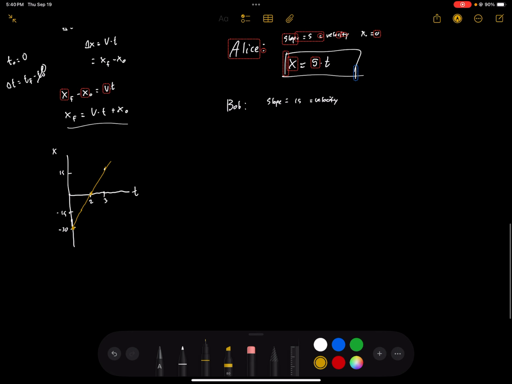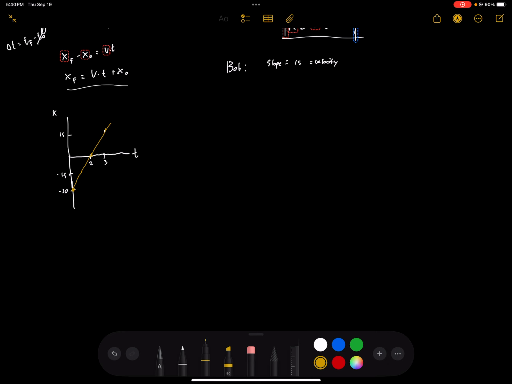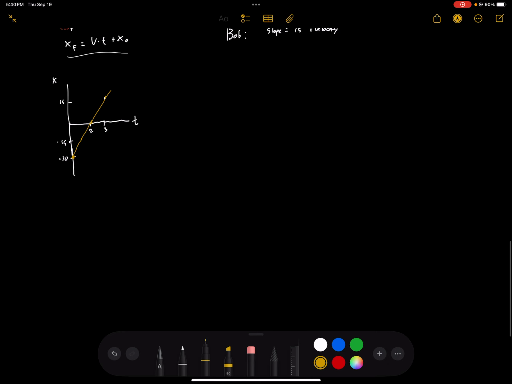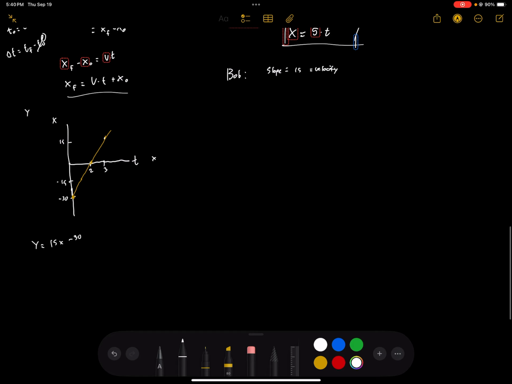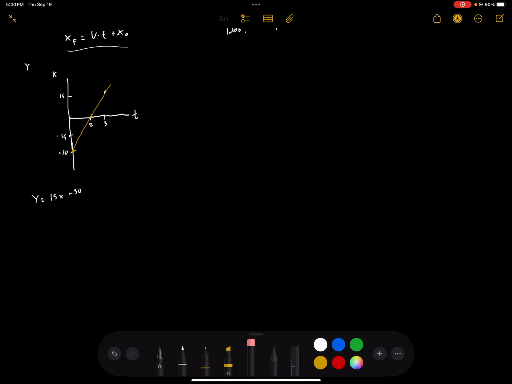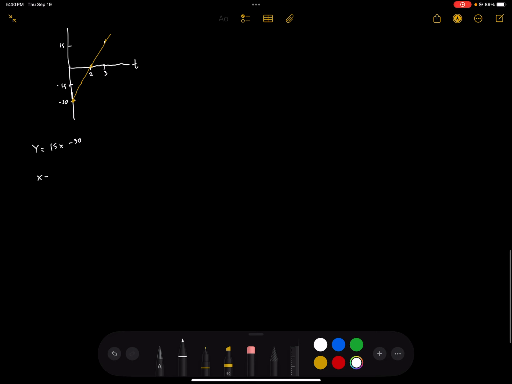So you can write out the equation with this y-intercept. And let me give a physical interpretation, right? So the equation of this line, so imagine instead of x and t, it was y and x, right? If it was y and x, you would immediately solve the equation. You know it's 15x minus 30. That's the equation of the line. So it's the same idea with an xt diagram, right? Instead of y, we put x, and instead of x, we put t. So we would have x is equal to 15t minus 30, okay?